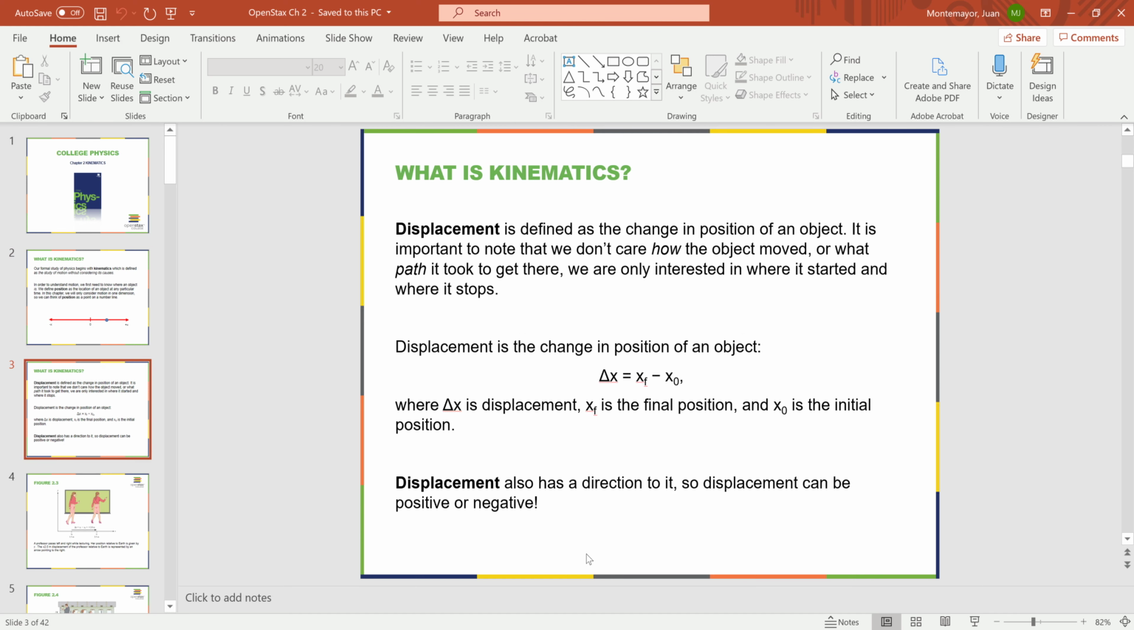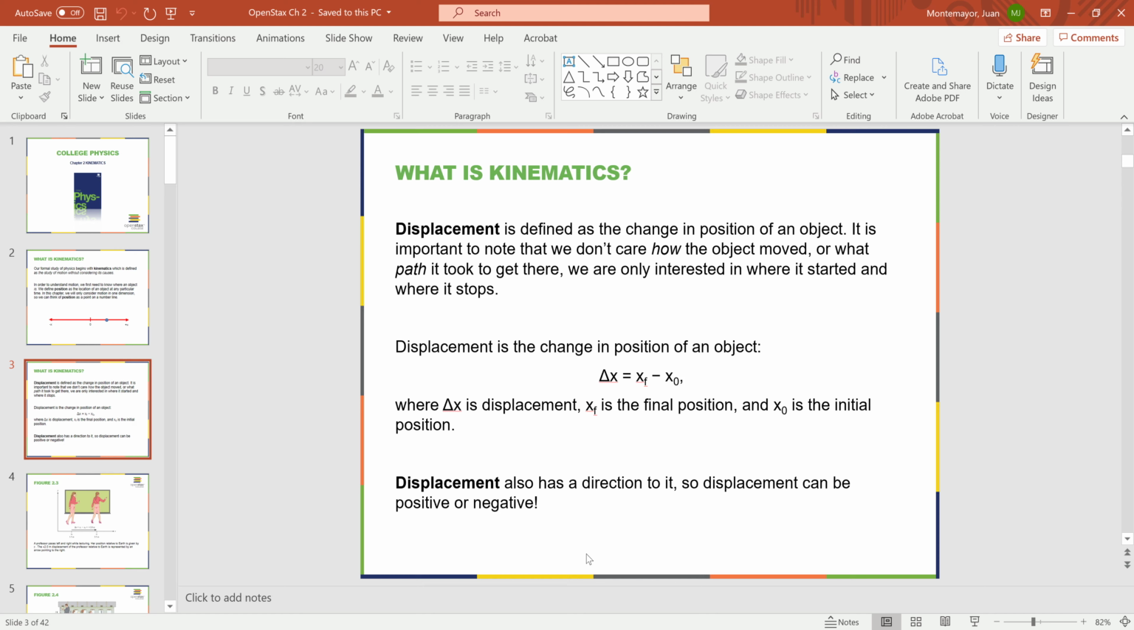So as far as displacement, it is defined as the change in position of an object. It is important to know for displacement specifically that we do not care how the object moved or what path it took to get there. We are only interested in where it started and where it stops.